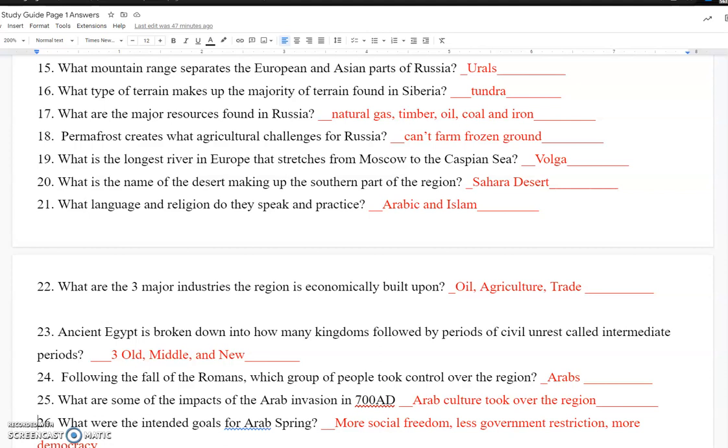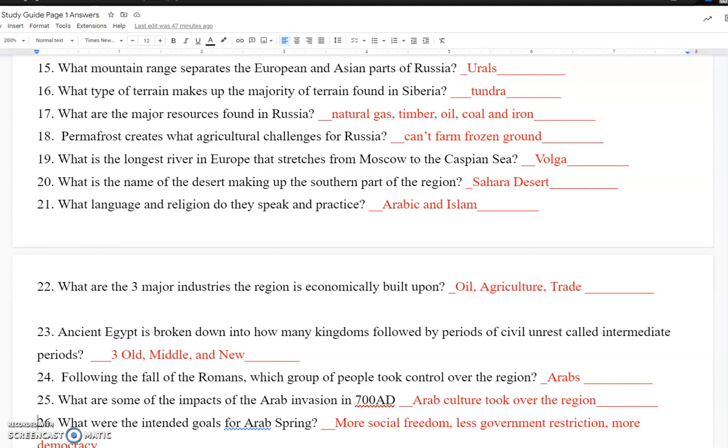23, ancient Egypt is broken into how many different kingdoms that are followed by periods of civil unrest called their intermediate periods? There are 3 kingdoms. There's the Old, the Middle, and the New. 24, the fall of the Romans. Which group took over? That would be the Arabs.